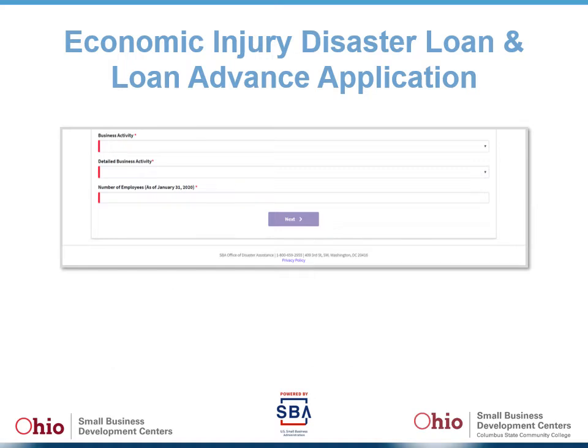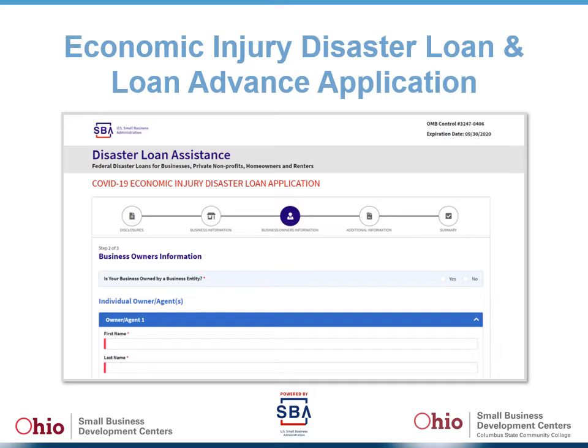The final field on this page will ask you for the number of employees that you have, and then you will click next. The third page of the application goes over your business owner information, so your personal information about you as the business owner.